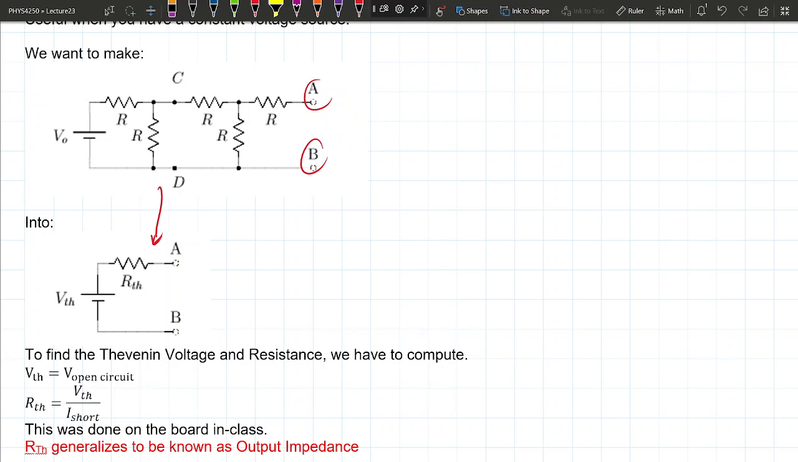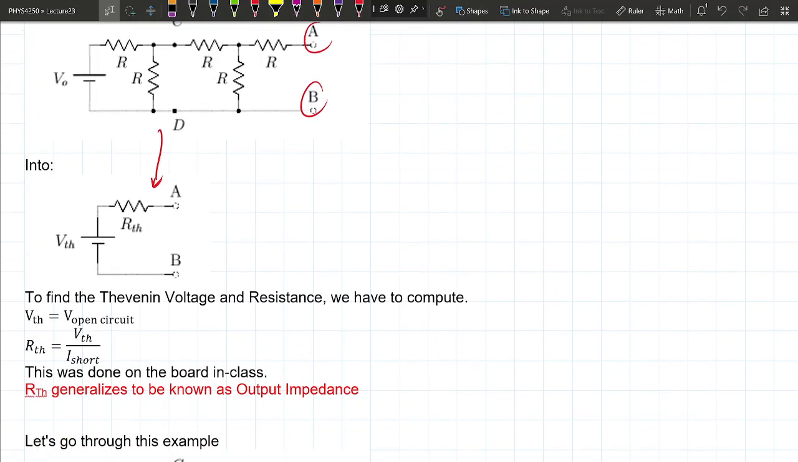And then to compute R Thevenin, you just do V Thevenin divided by I short circuit. Short circuit is the opposite of open circuit. It just means you take this wire and stick it together. A lot of times it's not a good idea because you're just going to spark things, but we're doing this on paper, so that's okay.